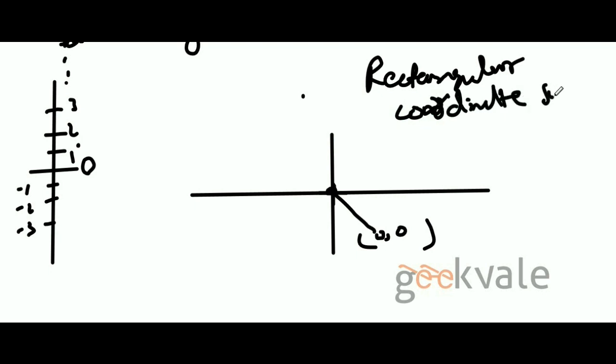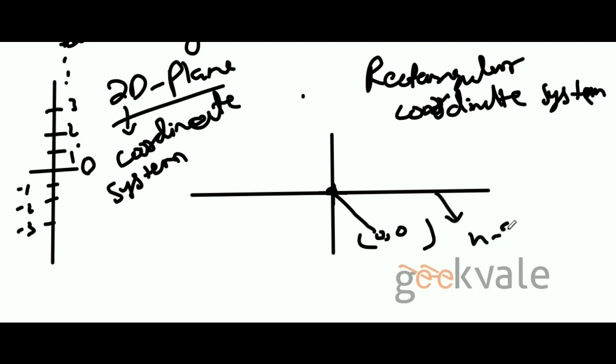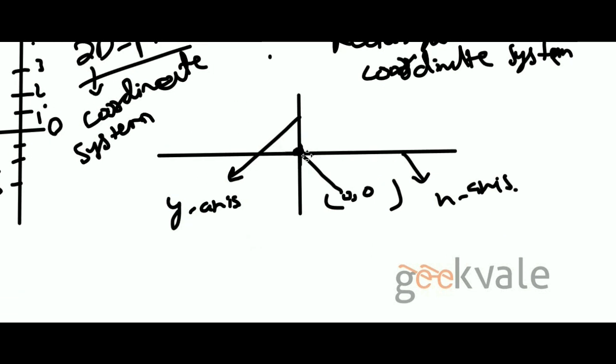Rectangular coordinate system, you call it that, or you can call it the two-dimensional plane as well. Or you can also call it the two-dimensional coordinate system. The horizontal version has now been given a new name, and that's what you call the x-axis. This whole thing is called the x-axis, and the vertical version is called the y-axis. Now, if you see, they are both intersecting at the center point, where both are 0. That's what you call the origin.